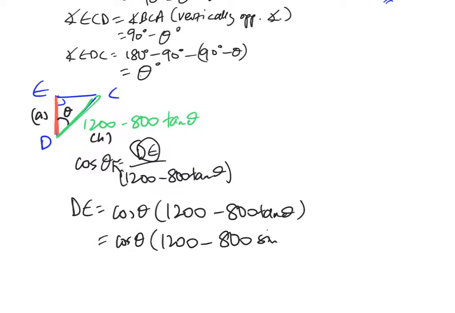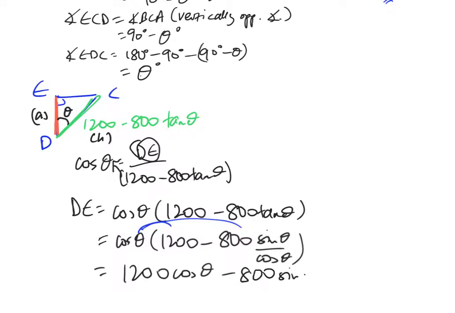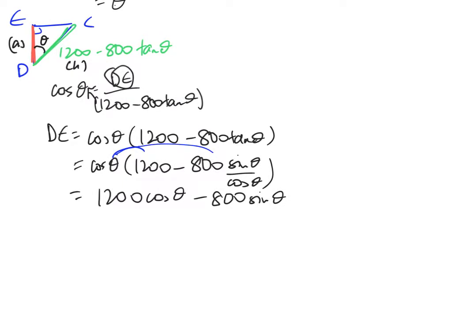800 sine theta over cosine theta, and then we do a simple expansion. So we expand the cosine theta inside, and the final value for dE will just be 1200 cosine theta minus 800 sine theta. Okay, because the cosine theta right here and the cosine theta right here at the denominator cancel off. So yeah, this is the final answer for part 2.